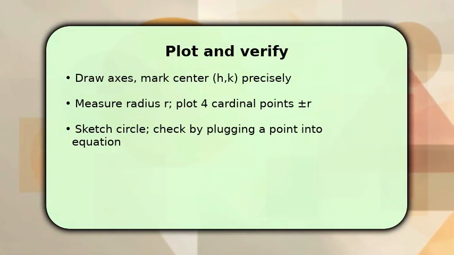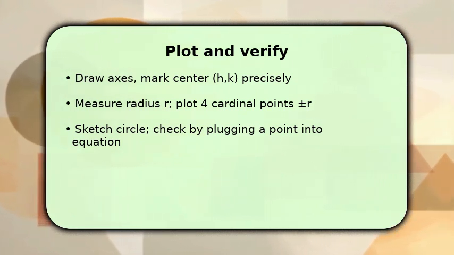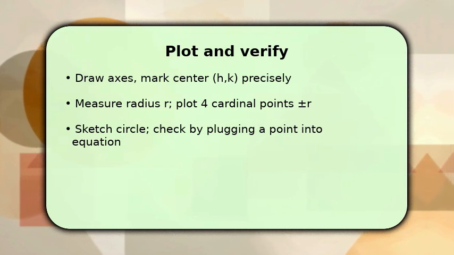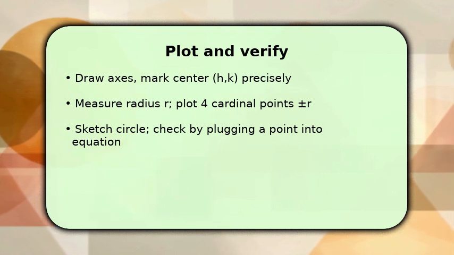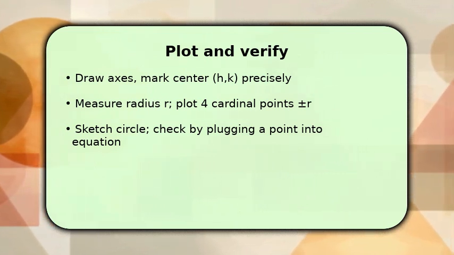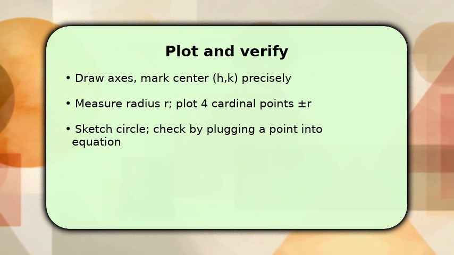You finish by translating numbers to a clean graph. Draw perpendicular axes, locate the center at H, K, and use a ruler or compass to mark a distance R in 4 directions. Right, left, up, down, these are your cardinal points. Connect smoothly for a round shape or use a compass for accuracy.